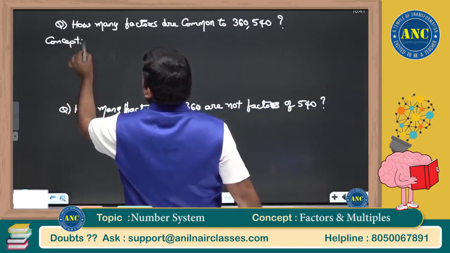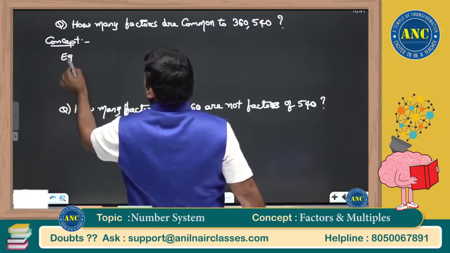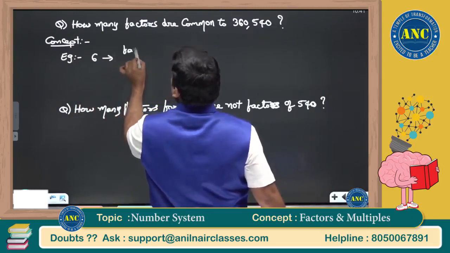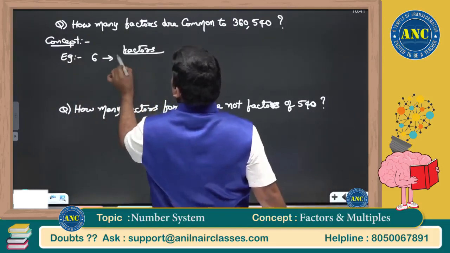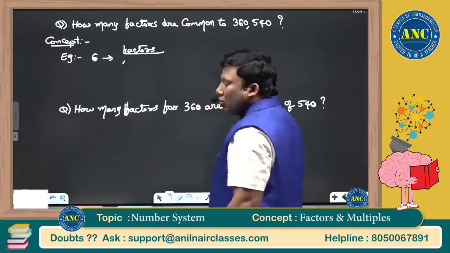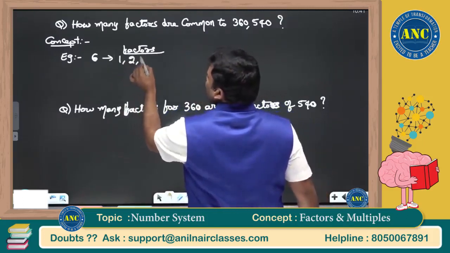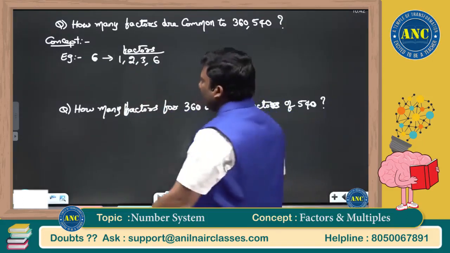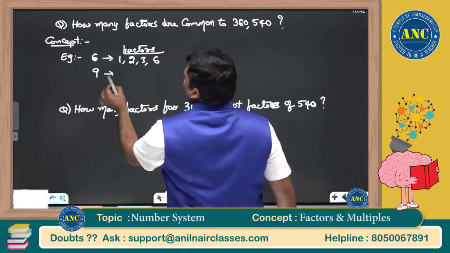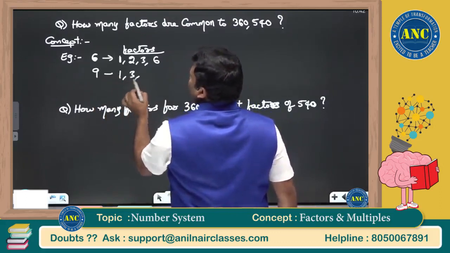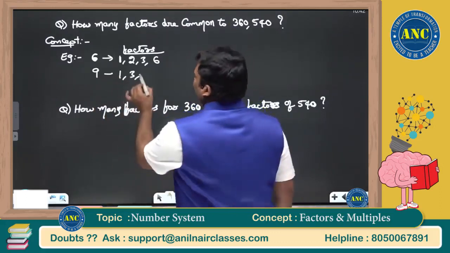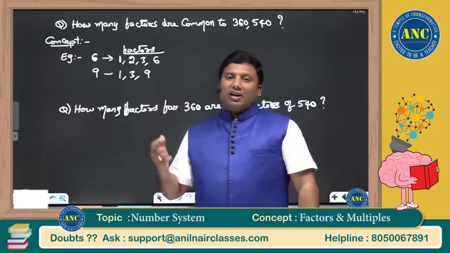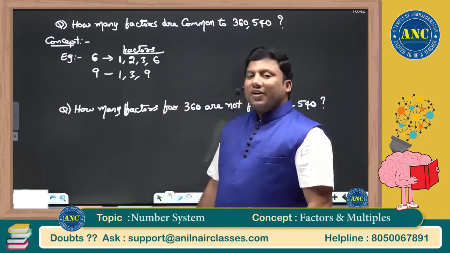Concept, with an example. Suppose I take 6, a smaller number. What are the factors of 6? 1 is a factor of 6, 2 is a factor of 6, 3 is a factor of 6, and 6 is a factor of 6. Yes or no? Let me take 9. What are the factors of 9? 1 is a factor of 9, 3 is a factor of 9, and 9 is also a factor of 9. 1, 2, 3, 6 are factors of 6; 1, 3, 9 are factors of 9.